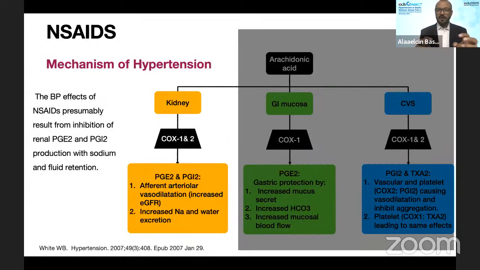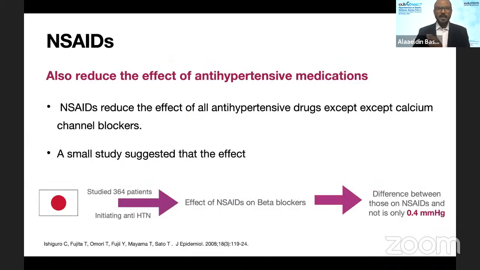So basically the effect of non-steroidals in hypertensive patients is by their effect on the kidney on cyclooxygenase 2, where you block cyclooxygenase 2 and you prevent excess sodium and water excretion. Hence, they will be retained in the body and they will increase the blood pressure. And the antihypertensive effect actually involves all antihypertensive medications. So if a patient is hypertensive and already on antihypertensive medications, when you add a non-steroidal anti-inflammatory, you actually reduce the effect of the antihypertensive medication. So here there is a drug-drug interaction where you add a non-steroidal, you lose the antihypertensive effect of all classes except, and that was the answer for the previous question, the first question, except calcium channel blockers.